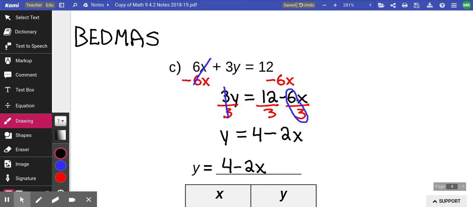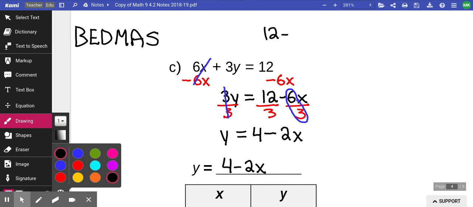Any questions about how we move that stuff around? Honestly, probably one of the most important skills coming out of this grade, in my opinion, is how to do algebra. Yeah, Brie. So when we subtracted the 6x, why didn't we subtract the 6 from it? Oh, great question. She's asking, over here, we had 12 minus 6x. Why didn't we combine those two things? Why didn't we subtract the 6 from the 12?